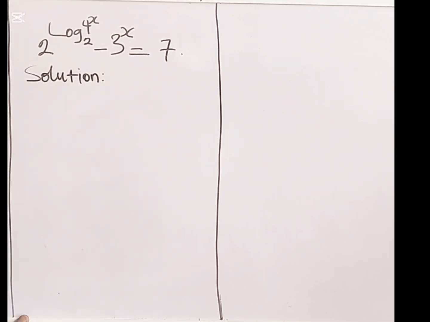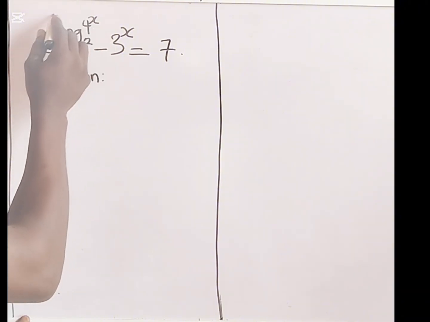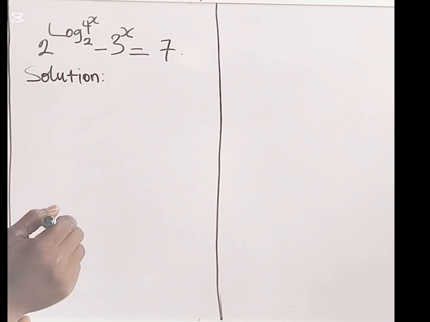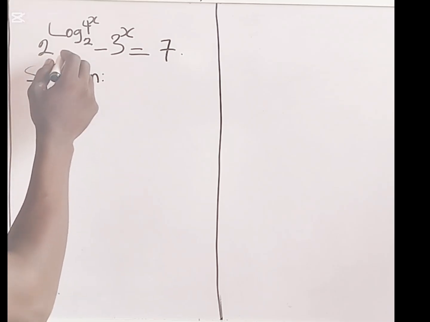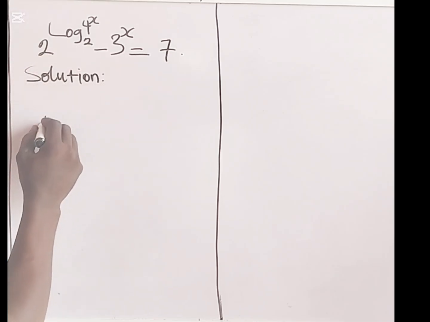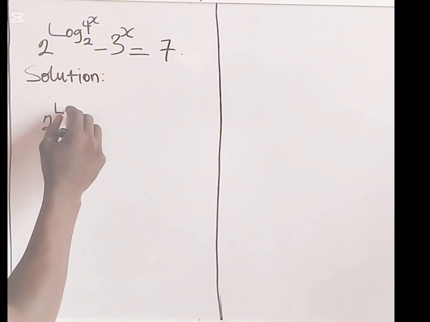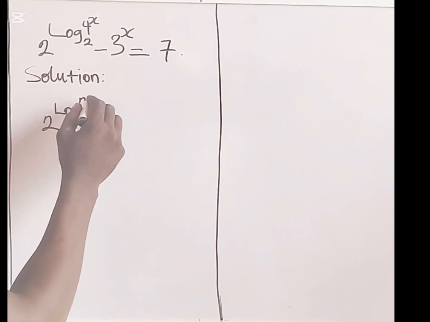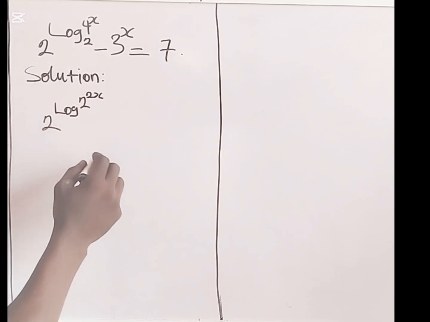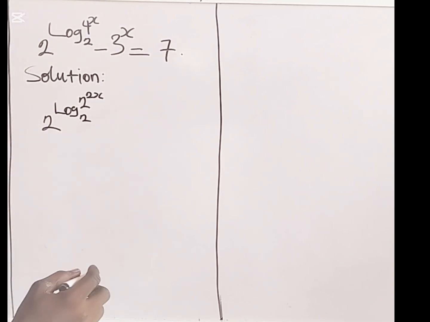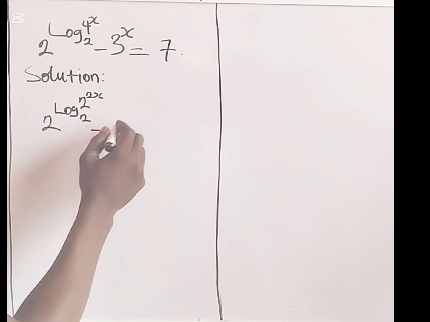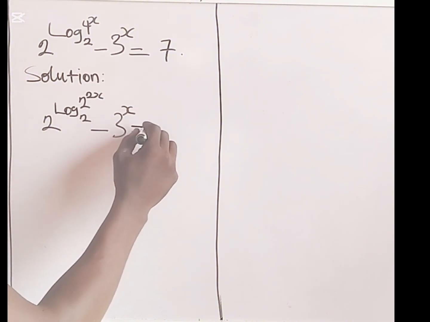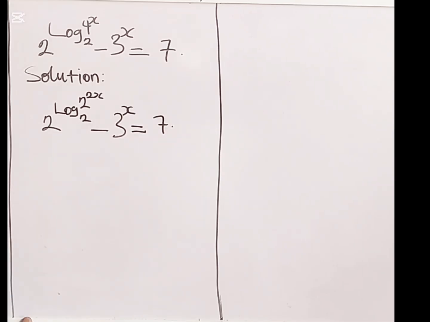The first thing we'll attempt to do is to resolve this part, the part that has logarithm. We can write this as 2 raised to the power of log. This 4x will become 2 raised to the power of 2x to base 2, minus, we'll repeat this one, 3 raised to the power of x is equal to 7.